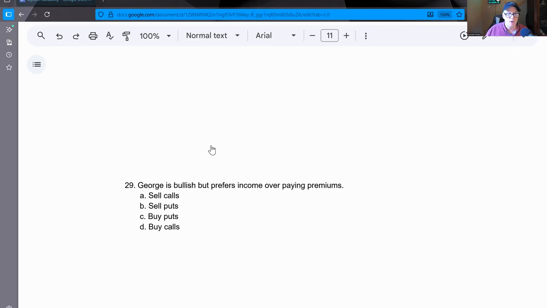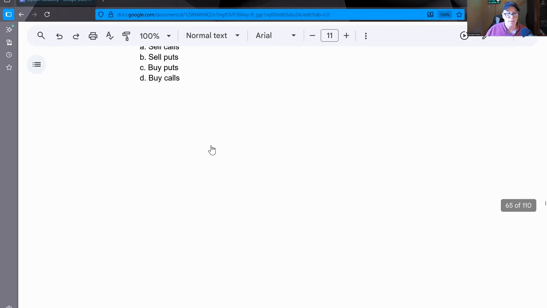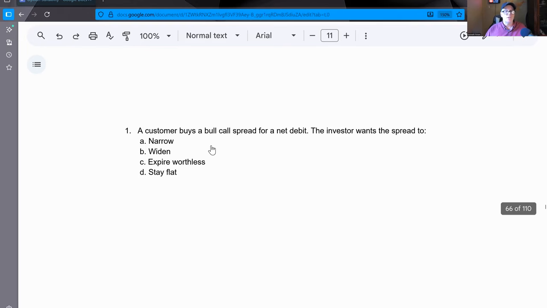Now we're heading into spread world. Here we go. A customer buys a bull call spread for a net debit. The investor wants a spread too. Now we're going to do a lot of these until they're burnt into your head. And I have ones without premiums, with premiums. We're going to spend the next however long on spreads, baby.